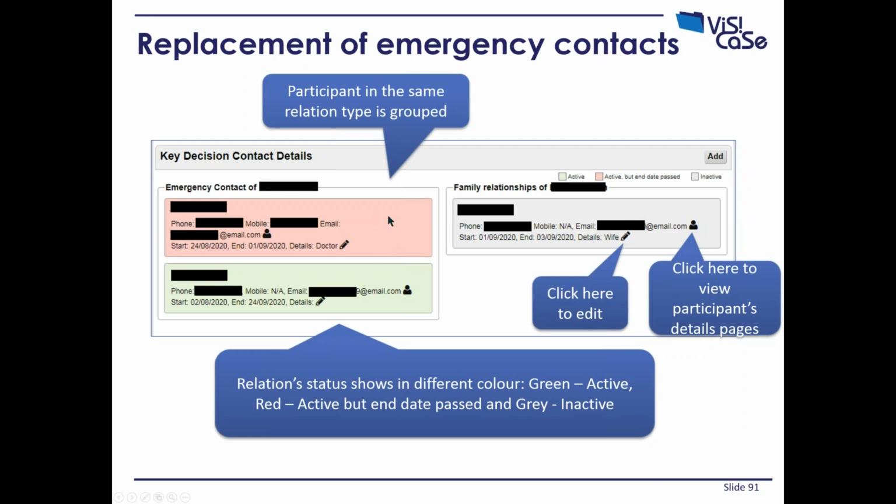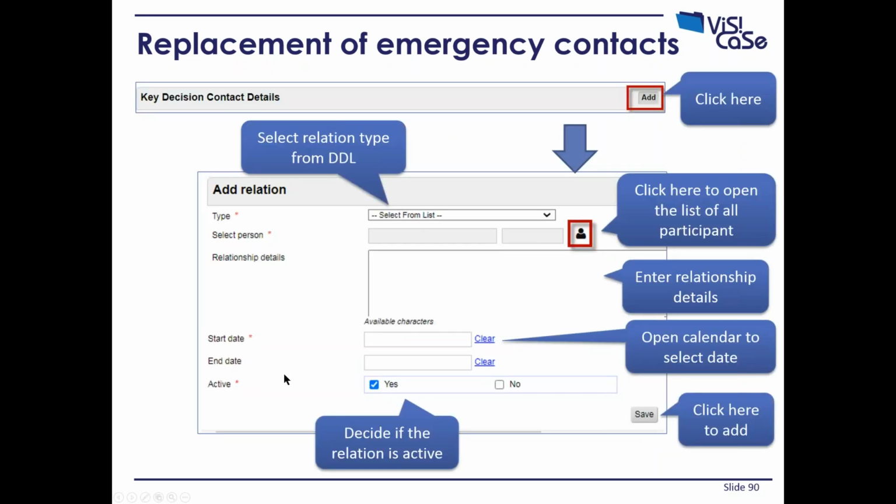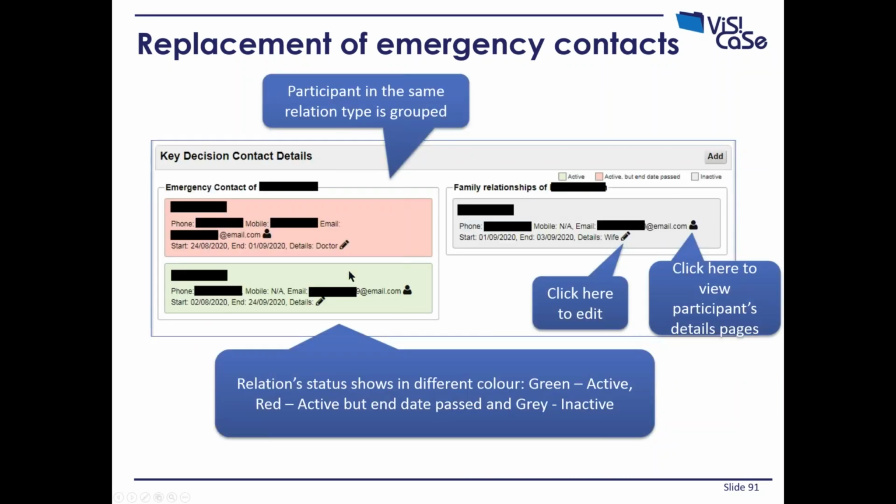The red color indicates that the status is still active, but the end date has already passed. For example, I'm adding the end date for today, and this is still active, so it will appear in the red color. If the detail is still active and the end date is okay as well, this will come up as green color. And all the inactive relationships will come up as grayed out. You can also edit the details via this pen option.